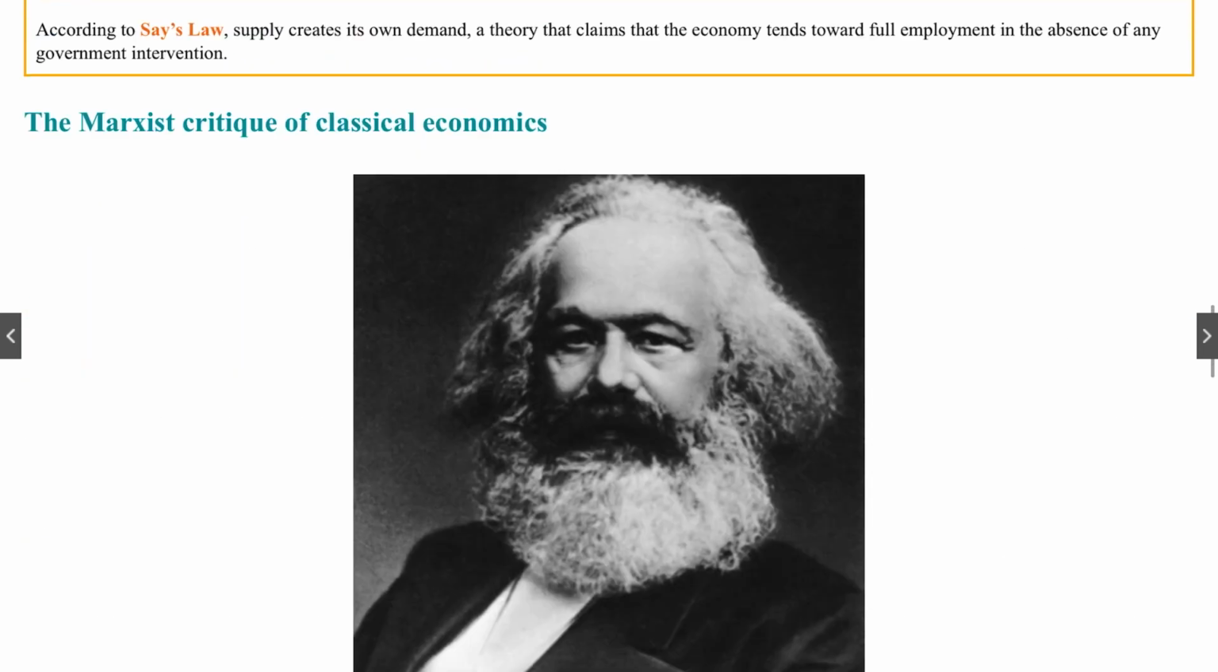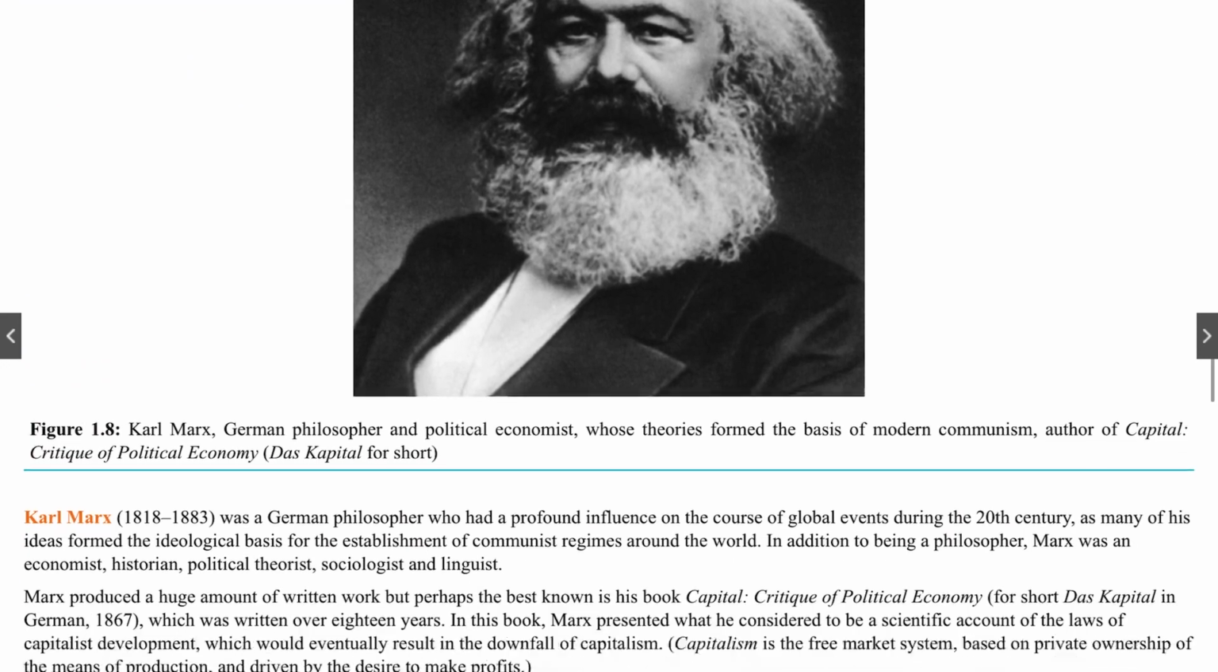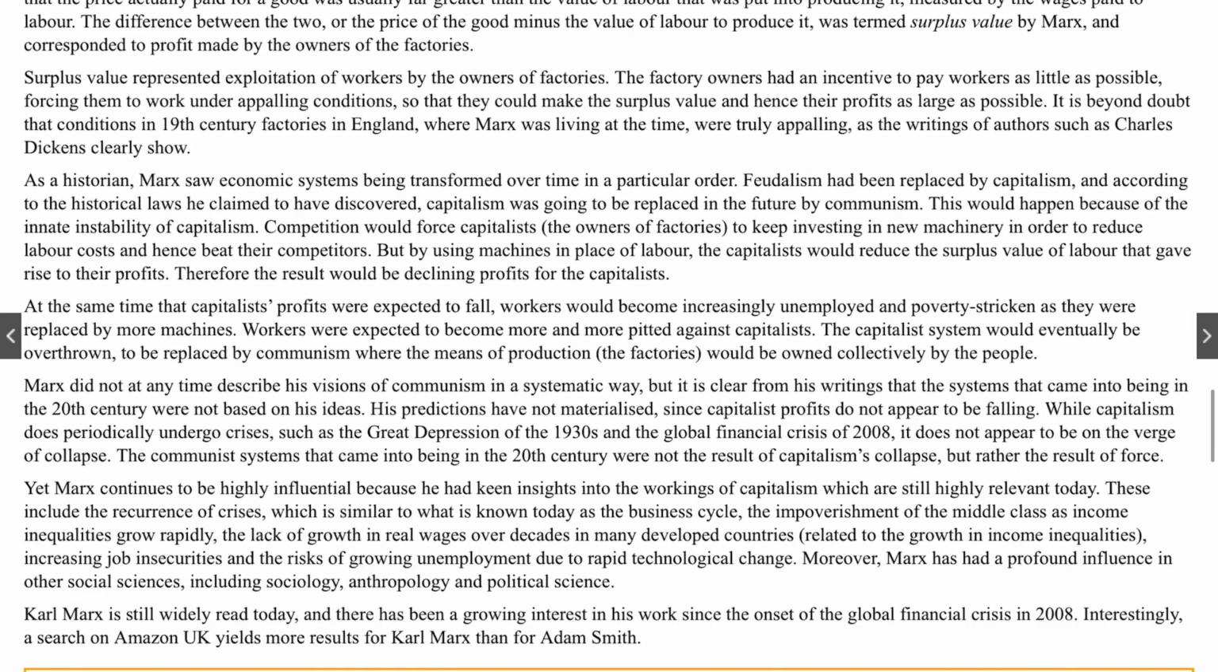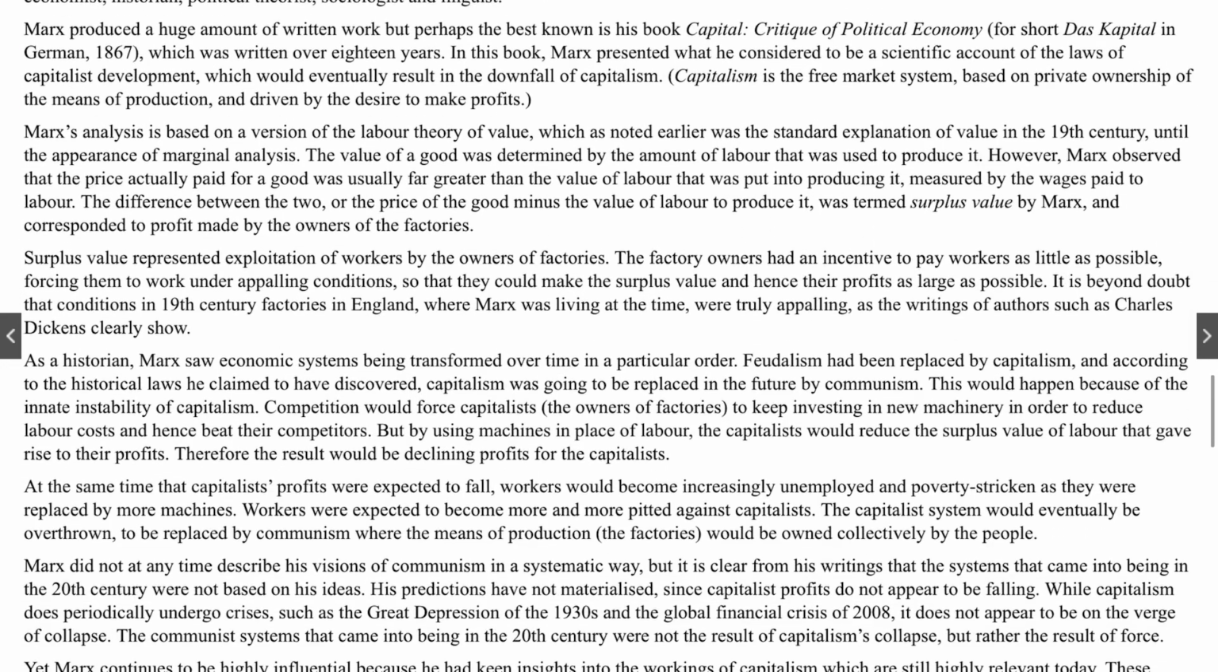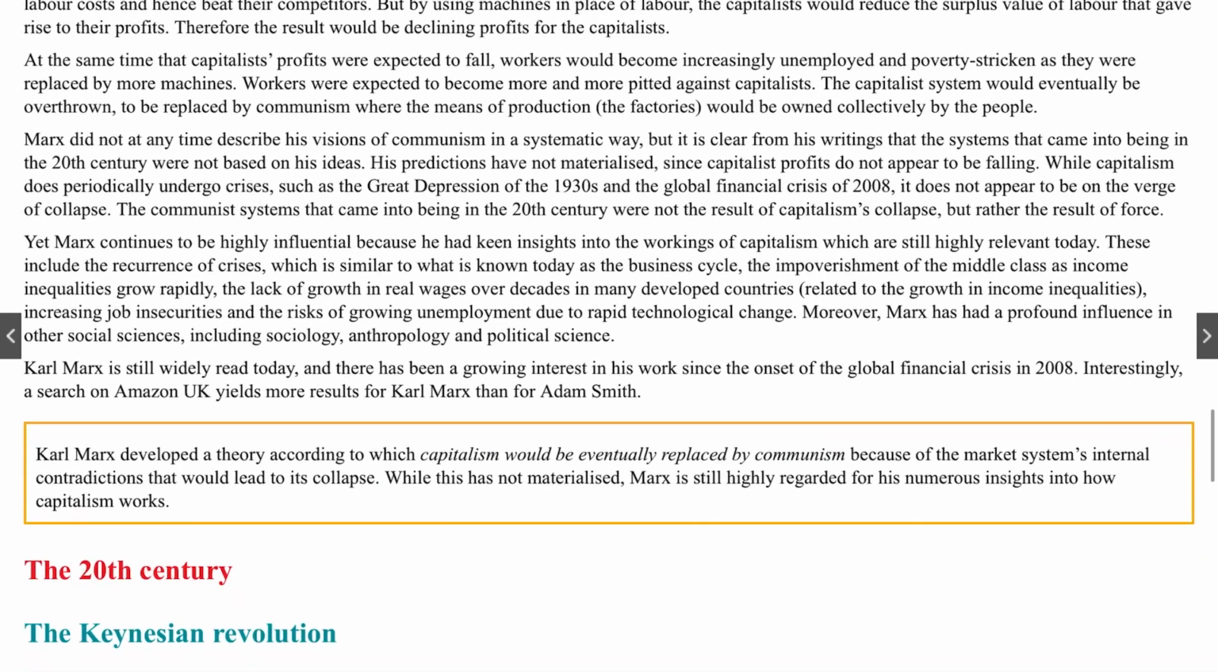So then we have the Marxist critique of classical economics. We all know Karl Marx. He came up with a Marxist theory, and therefore a lot of his thoughts relate to more planned economies. He developed a theory in which capitalism would eventually be replaced by communism because of the market system's internal contradictions that would lead it to collapse.